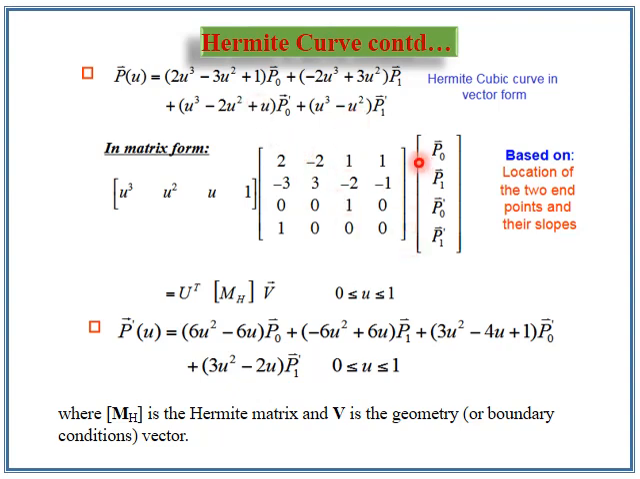Here this can be represented as U transpose, and this is nothing but the Hermite matrix in the range from 0 to 1. Since in the cubic polynomial equation we substituted the u values 0 and 1, the range will be 0 to 1.